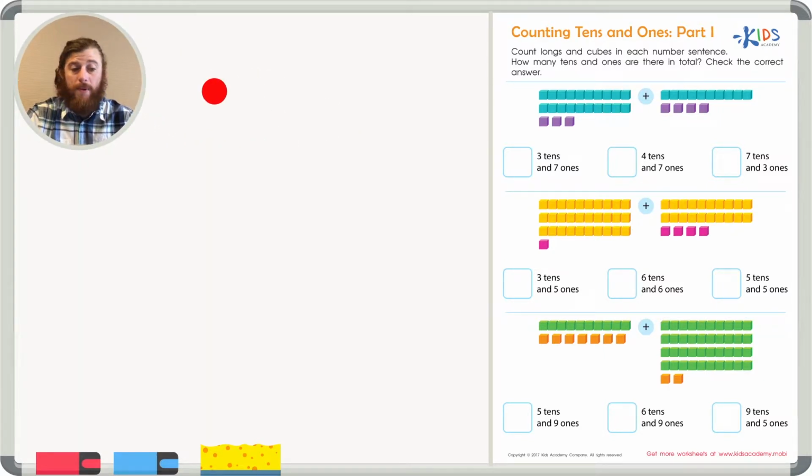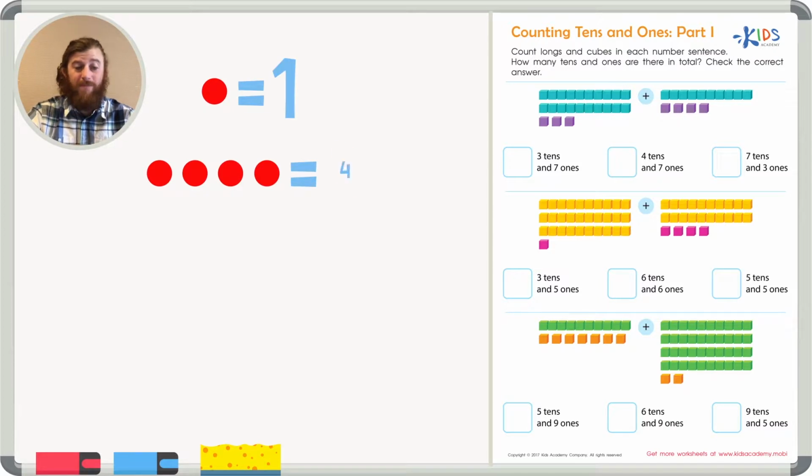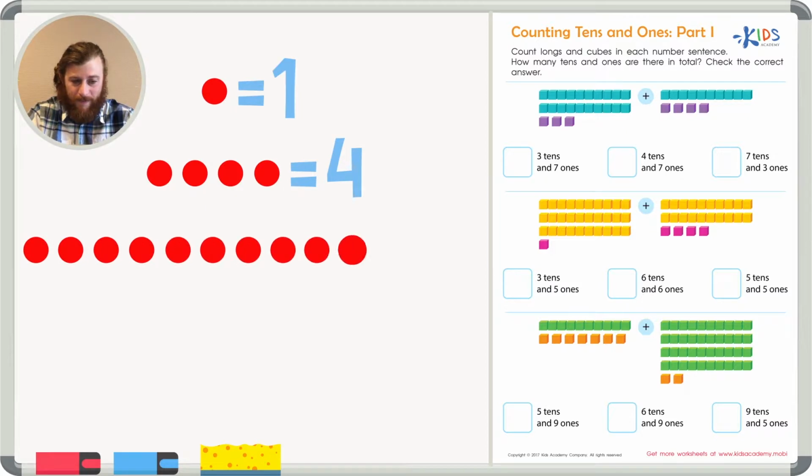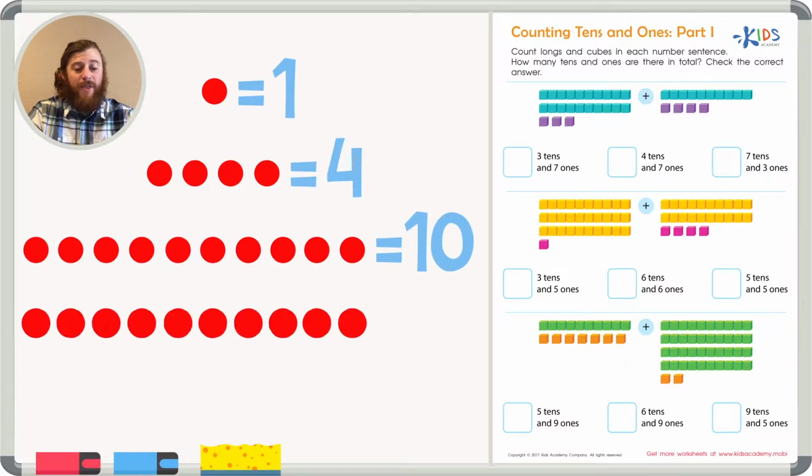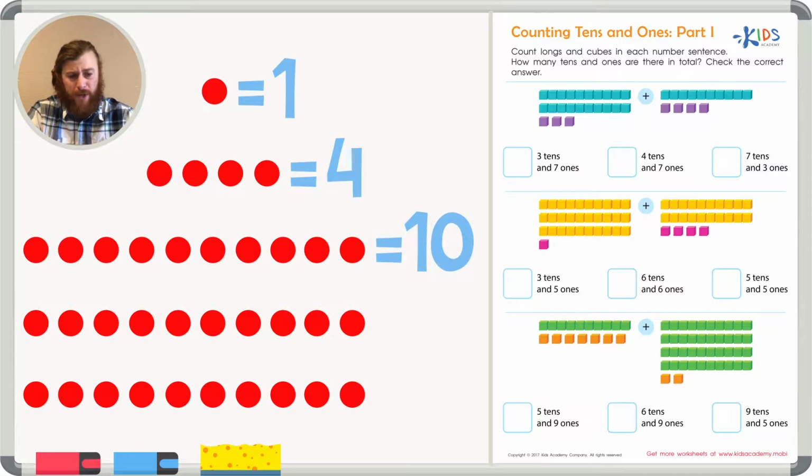A cube represents just one individual number. So for example, if I had 4 cubes, that just equals 4. The other base 10 block we're going to be looking at is called a long, or a 10. A long is made up of 10 individual cubes. Therefore, a long, or a 10, equals 10. If I had 3 longs, or 3 tens, that would be equal to 30.